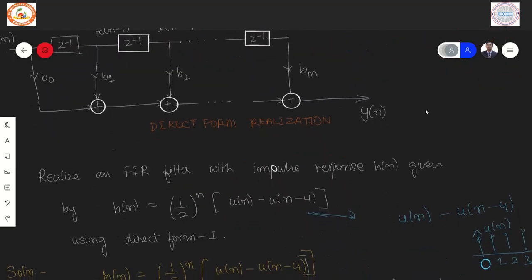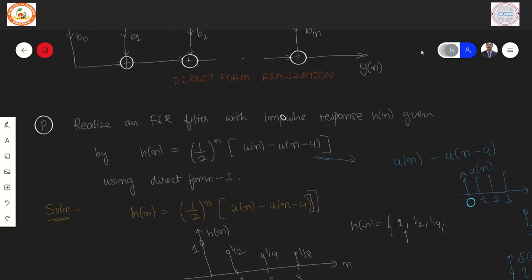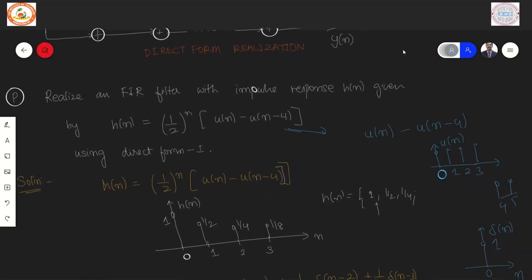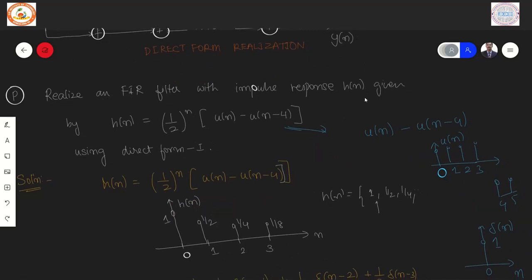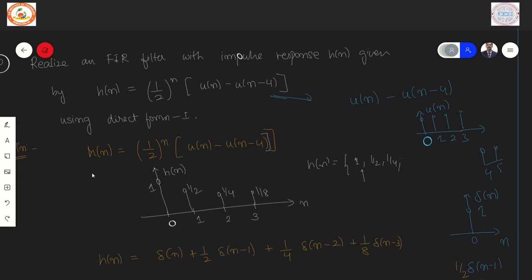Let us take a numerical and understand the process. The question goes something like this. Realize an FIR filter with impulse response h of n given by h of n is equal to 1 by 2 to the power of n times u of n minus u of n minus 4, using direct form 1 or simply direct form realization. Now let us note down what is given. Given is h of n is equal to 1 by 2 to the power of n, u of n minus u of n minus 4.